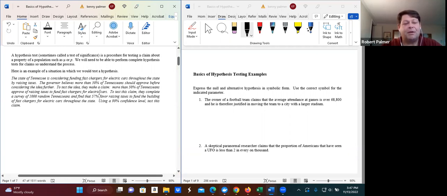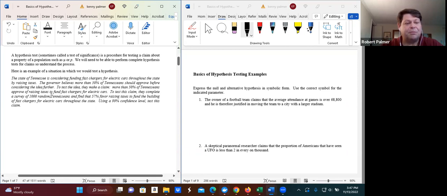To test the idea, they make a claim: more than 50% of Tennesseans approve of raising taxes to fund fast chargers for electric cars. To test this claim, they complete a survey of 1,000 random Tennesseans and find that 57% favor raising taxes to fund the building of fast chargers for electric cars throughout the state. Use a 99% confidence level to test this claim. So this is the kind of problem we want to be able to solve and do a hypothesis test to answer.